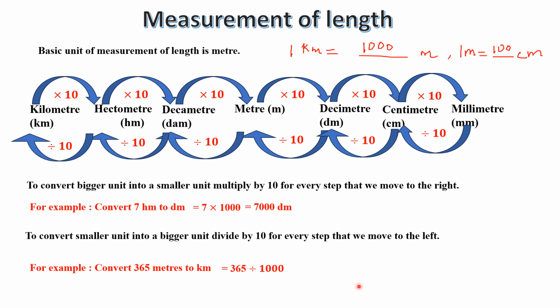And when you divide it by 1000, what will happen? As 1000 is having 3 zeros, so in a whole number decimal point is here, isn't it? And in division, you have to shift the decimal point to the left side. So 3 times you have to shift. So 1, 2, 3. The decimal point will come before 3. So the answer will be 0.365 kilometer. So hope it is now clear to everyone.